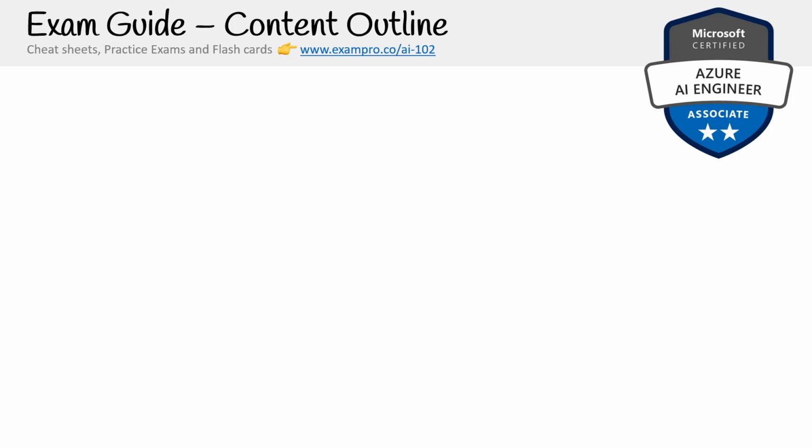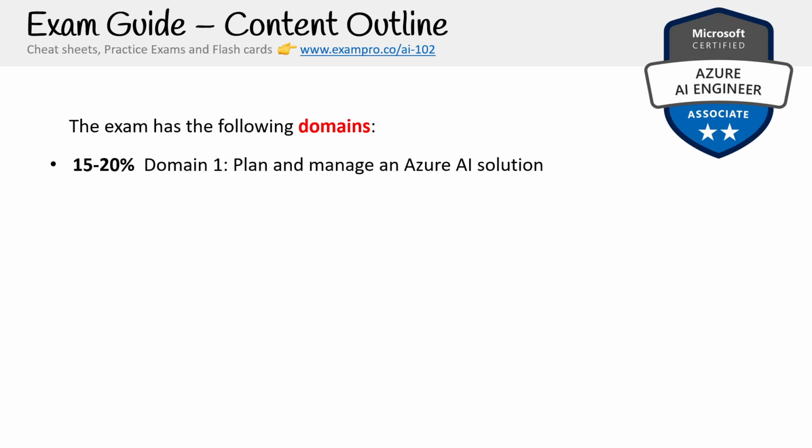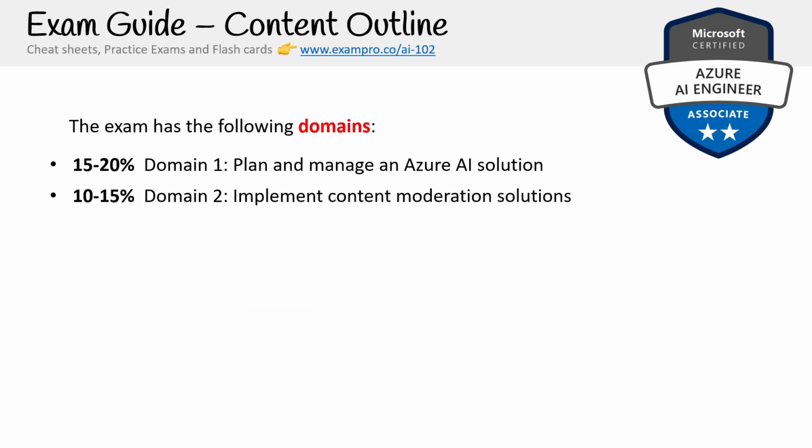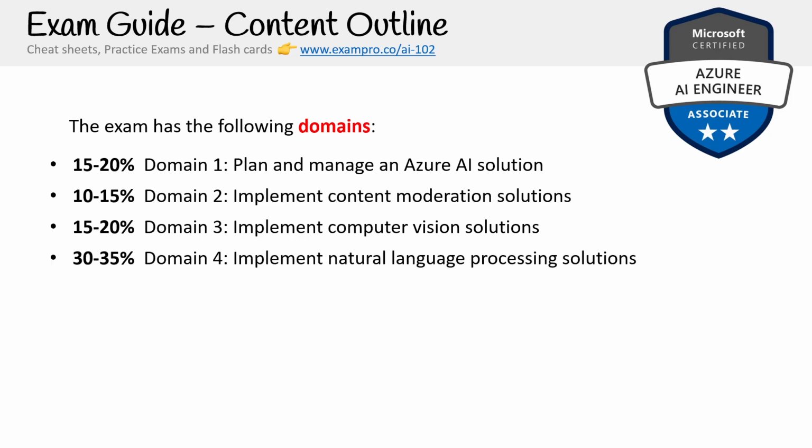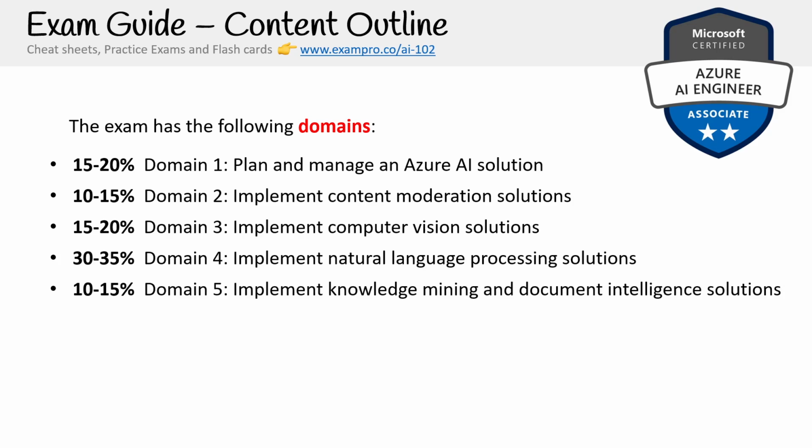Let's take a look at the content outline. There are the following domains: plan and manage an Azure AI solution, implement content moderation solutions, implement computer vision solutions, implement natural language processing solutions, implement knowledge mining and document intelligence solutions, implement generative AI solutions.